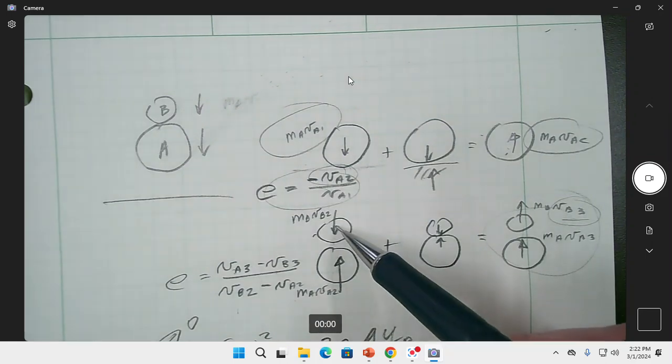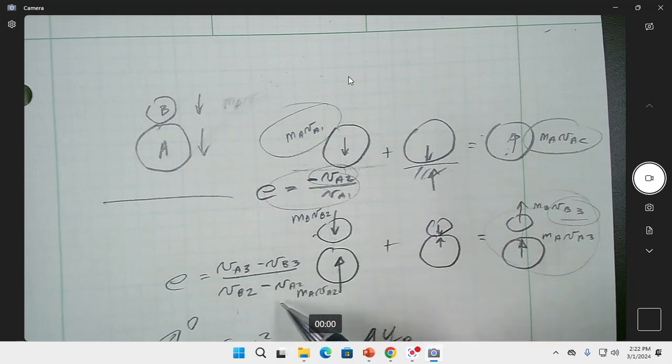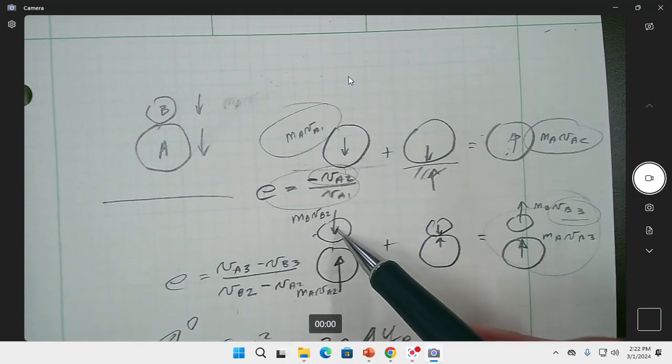So this one will be negative here. Oh, I said it was 0. No, it's not 0. This one is good. This one is still going down.